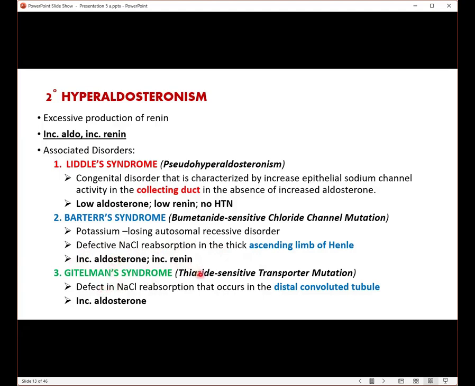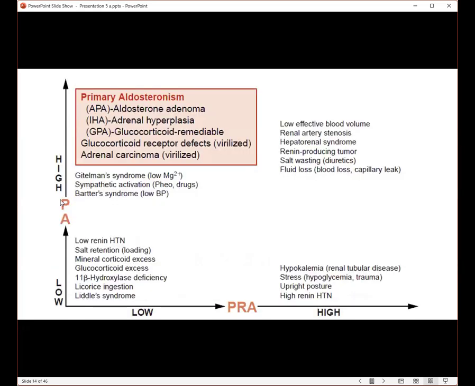And then we have Gitelman syndrome, or the thiazide-sensitive transporter mutation. There is also a defect in sodium chloride reabsorption that occurs in the distal convoluted tubule. And in this case, we have an increased aldosterone. Okay, so we have here primary aldosterone, high and low. So for high, we have the following syndromes. Primary aldosteronism, aldosterone adenoma, adrenal hyperplasia, glucocorticoid remediable, glucocorticoid receptor defects, and adrenal carcinoma. So there will be low effective blood volume, renal artery stenosis, hepatorenal syndrome, renin-producing tumor, salt wasting, and fluid loss.